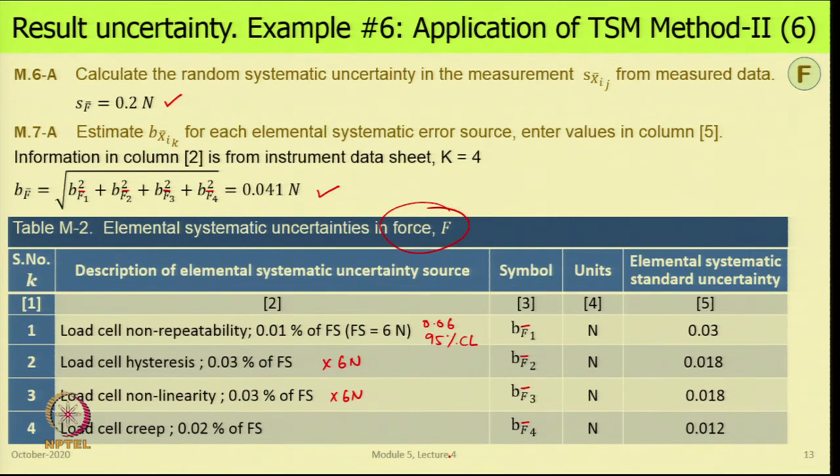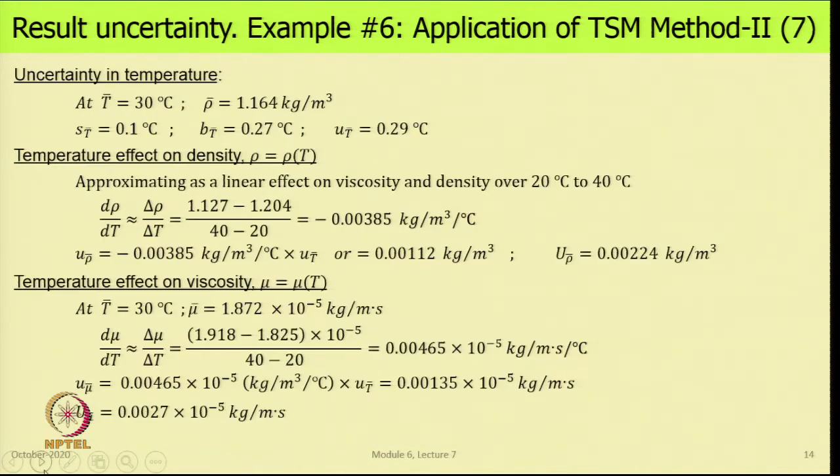So, in doing this we did for all 4 measurements we got the systematic standard uncertainty and the random standard uncertainty. Now, we will go back to doing the calculations for density. So, the first thing is we look at what is the uncertainty in the temperature. The mean value of temperature is 30 degrees Celsius, and from standard property data we get the mean value of density at this temperature as this, we are assuming this is at 1 atmosphere.